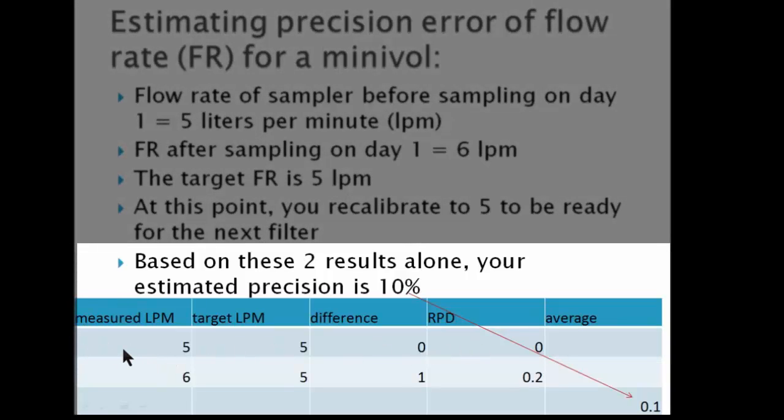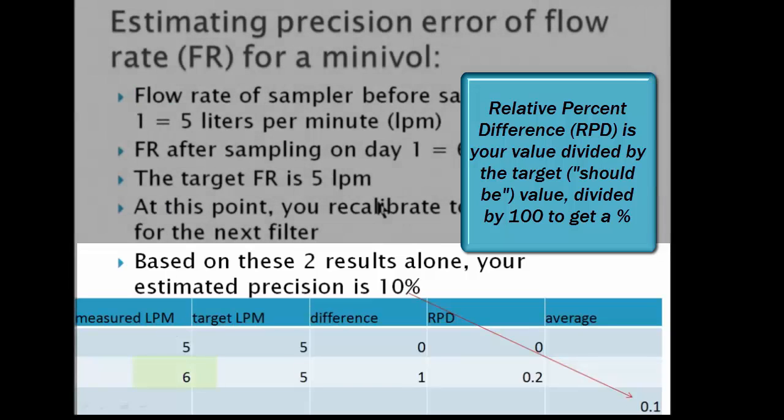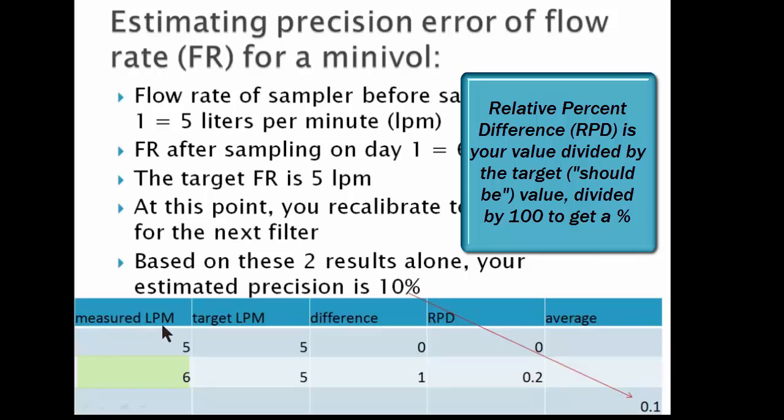So here's just a little table that shows the measured liters per minute the first time, the target liters per minute, and that's 5 all the time, the difference between the measured and the target, which is 0, the relative percent difference between the two, which is just the difference divided by the target, and that's 0, of course, if they're both 5. And then after sampling, it was 6 liters per minute. So now what you measure, what the MiniVol shows on its little bubble meter, is 6 liters per minute. The target is 5. The difference is 1. 1 divided by 5 is 0.2.